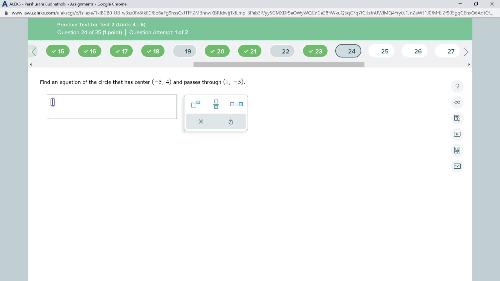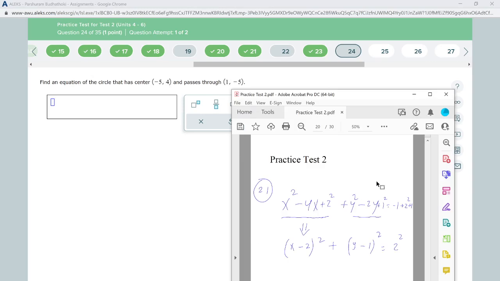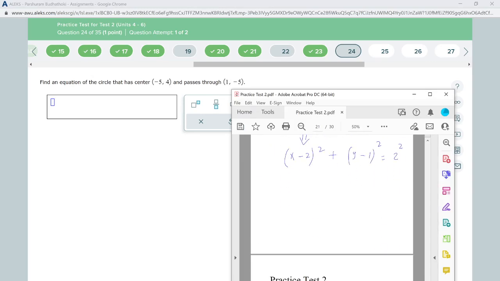But in this case, find an equation of a circle that has a center. Center is given, but the radius is not. But you have given a point, so you can find the radius by using that point. That's the idea. So I'm going to just give you the idea here.